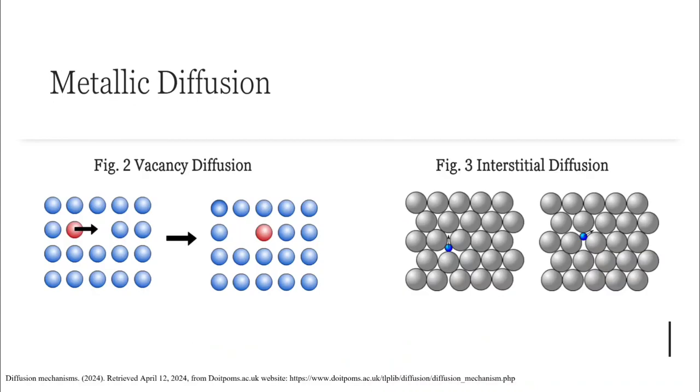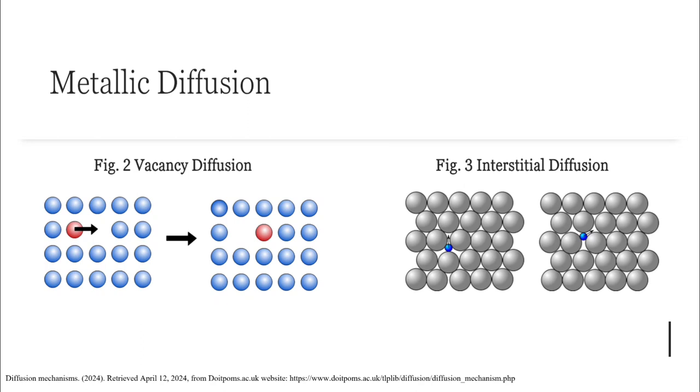The first type of mass diffusion is metallic diffusion. Metallic diffusion occurs when the atoms of one type of metal diffuse into another type. This type of diffusion is typically seen in alloys and is also referred to as impurity diffusion. Metallic diffusion can take on two forms, vacancy and interstitial.